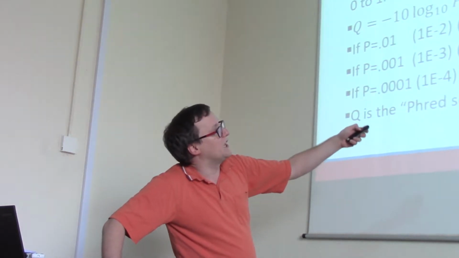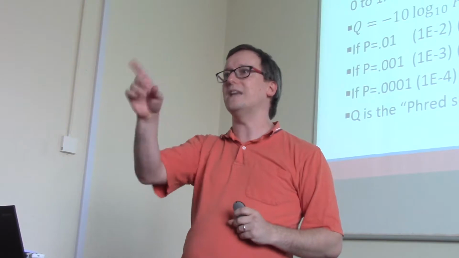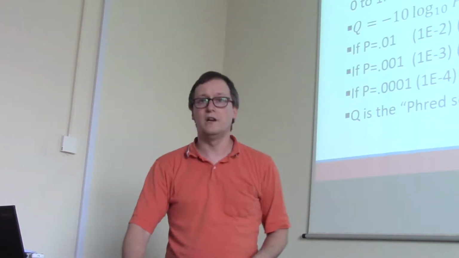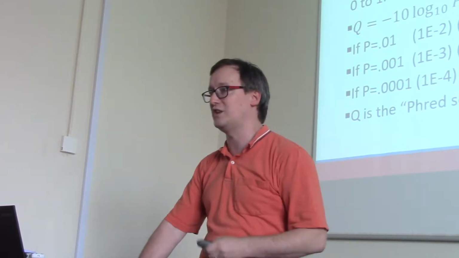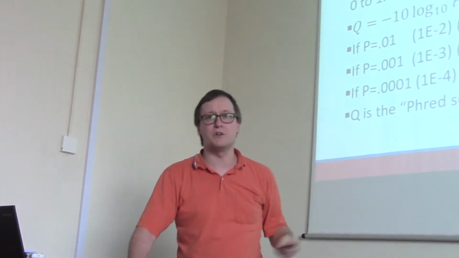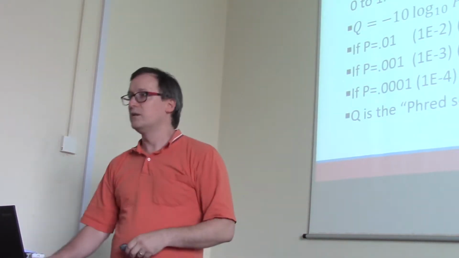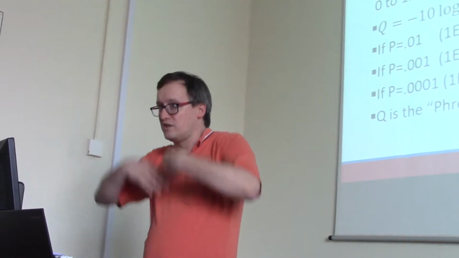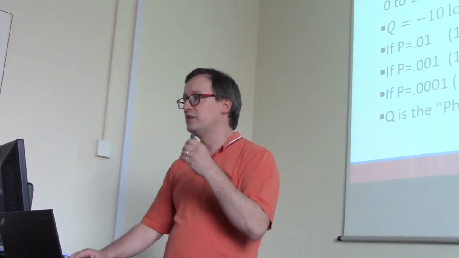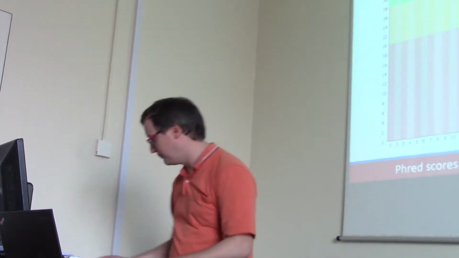So when we see a 20, I want you to read that and immediately say, that's a 1% chance of error. When you see a 30 for Phred, I want you to think that's a 0.1% chance of error, or a 1 in 1,000 error. When you see 40, I want you to think that's a 1 in 10,000 chance of error. Okay? So Phred scores, the score formulation, is a way to highlight how close to 0 this probability of error really is. Okay, on we go.